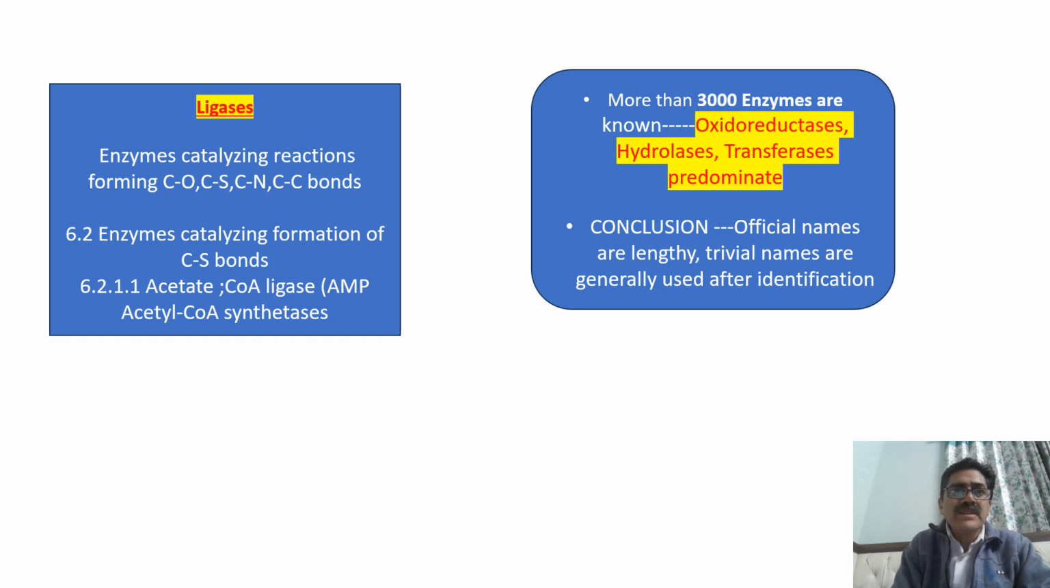The next class is ligases, enzymes catalyzing reactions forming carbon-oxygen, carbon-sulfur, carbon-nitrogen, and carbon-carbon bonds. Here the EC number is 6.2.1.1, acetate:coenzyme A ligase (AMP). AMP means adenosine monophosphate. These are also referred to as synthetases. In short, we have more than 3000 enzymes known. Oxidoreductases, hydrolases, and transferases predominate. In conclusion, official names are lengthy, so trivial names are generally used after identification. These are the six types of classification of enzymes. This classification is accepted by the IUB system, International Union of Biochemistry.